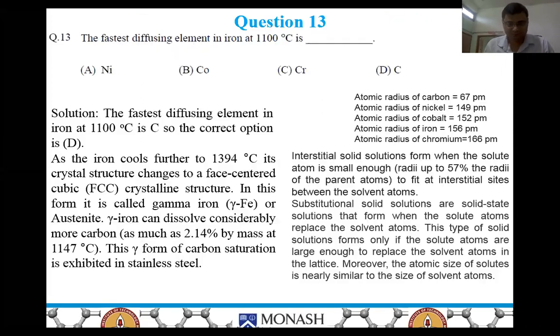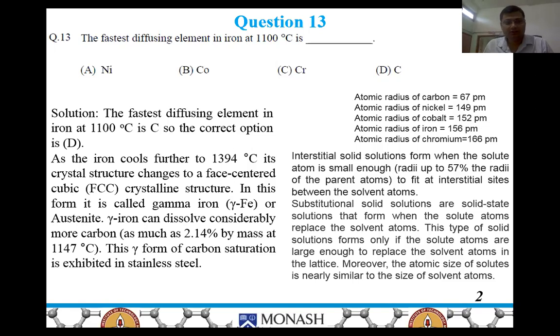So, question number 13: the fastest diffusing element in iron at 1100 degrees centigrade is nickel, cobalt, chromium, or carbon. So, what is the answer? The correct answer is carbon, so option D. And why is this so?